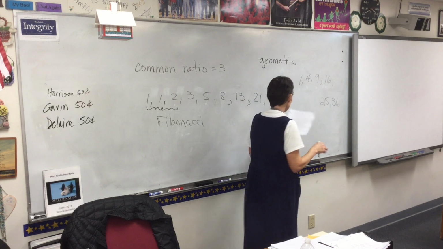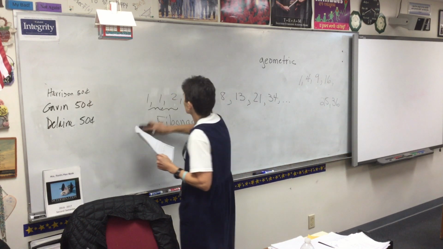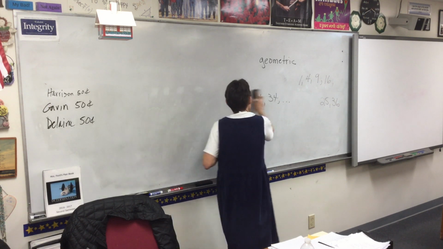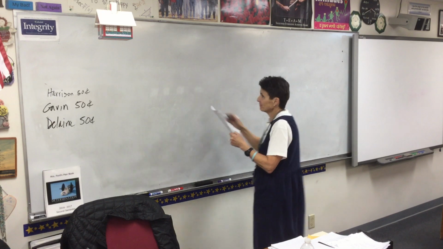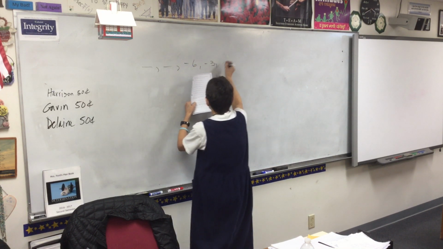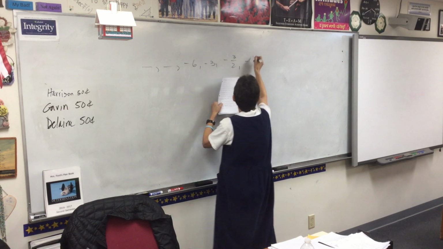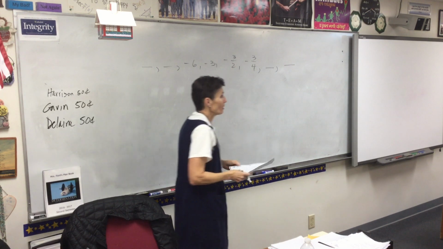All right, number 2 says find the missing terms of the geometric sequence. So these are geometric, and you have to fill in all of the blanks. So who's got a thought? Anybody have a thought on that, Mikey?